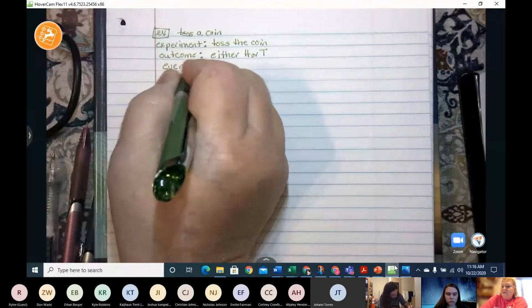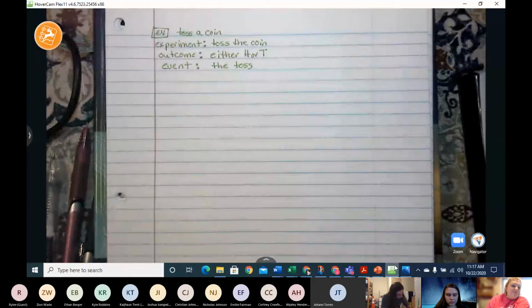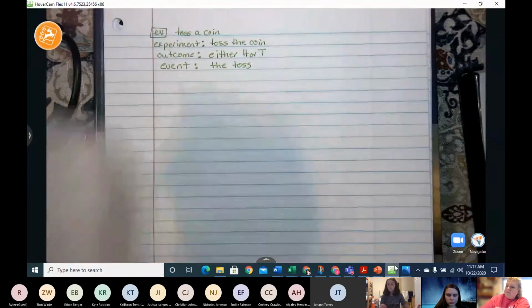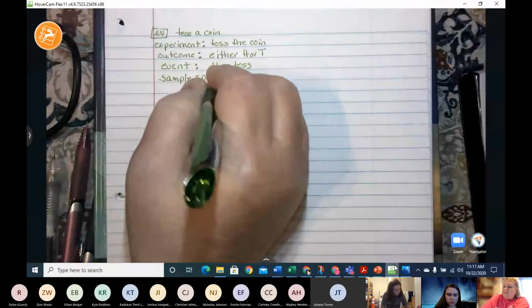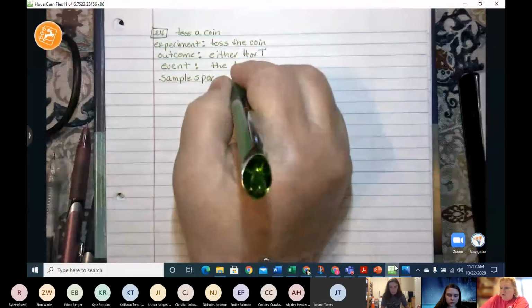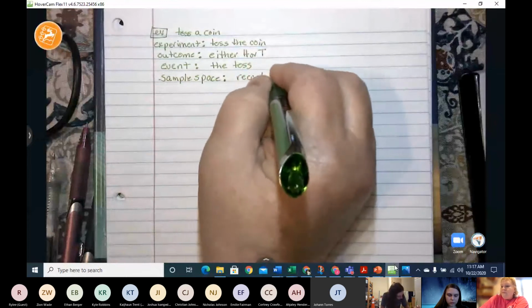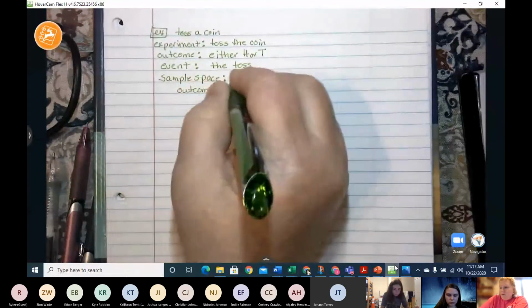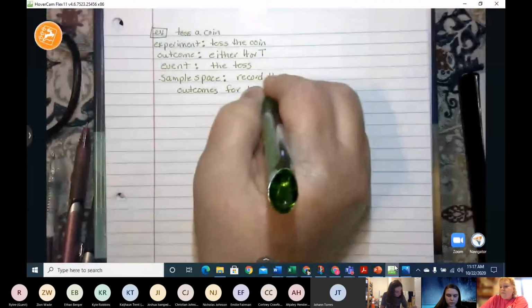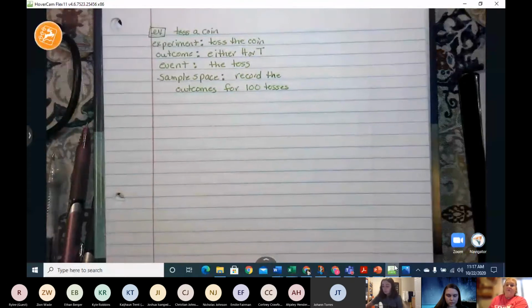The event would be the toss. How do you get the outcome? What would have to happen to get the outcome? You would have to make a toss. Sample space. You would record the outcomes for 100 tosses. Which means you might have 60 heads and 40 tails.